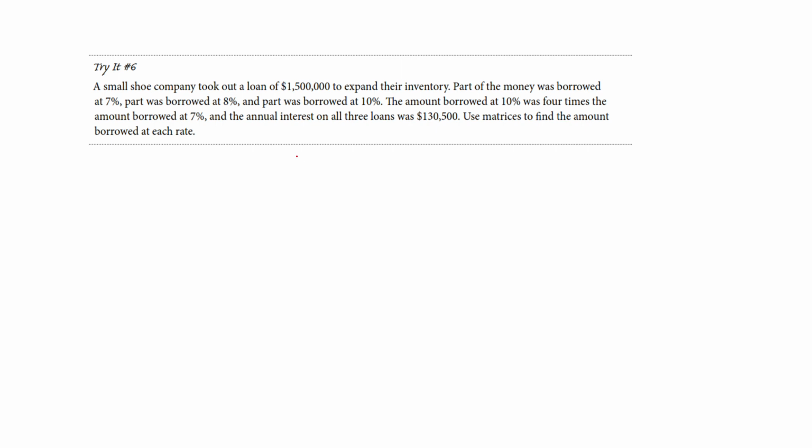Okay, so let's see. So we're going to say X is the 7% amount, Y is the 8% amount, and Z is the 10% amount. Now pause this if you want to try it on your own. I'm going to go ahead and set it up for you though if you're ready. So there's my first one. I've got money in each of these accounts, so I just add them up. Okay, so now let's do the interest part. 7% times that money is the interest there. 8% times the interest there. That's a 0.1 times the Z.